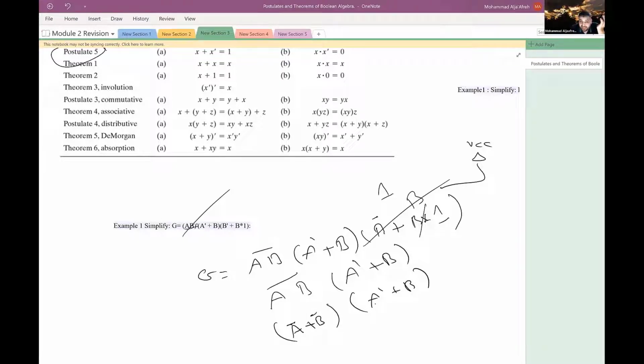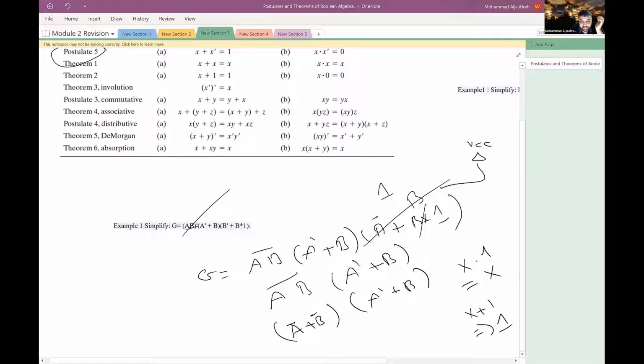Anything you multiply with 1 will give you that thing. So if you have x multiplied by 1, this will give you x. However, if you have x plus 1, this will give you 1 all the time.